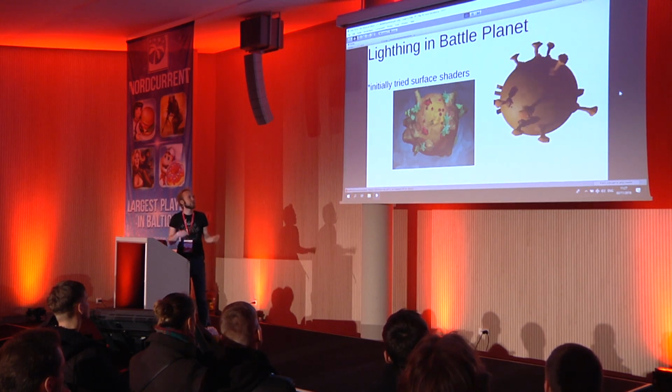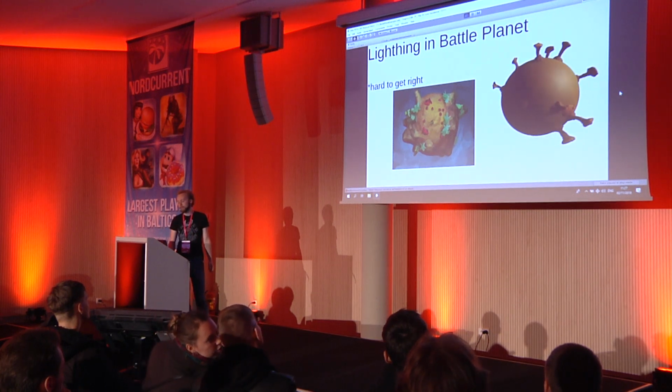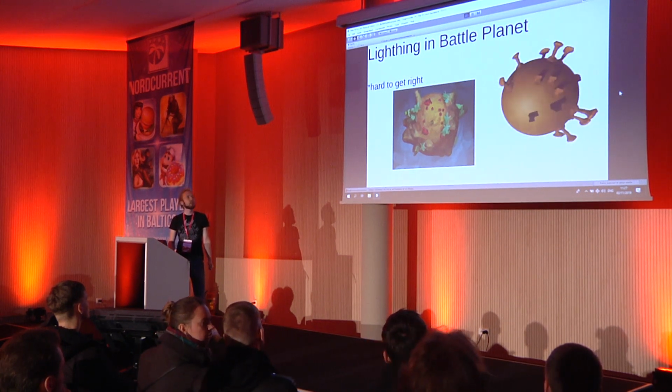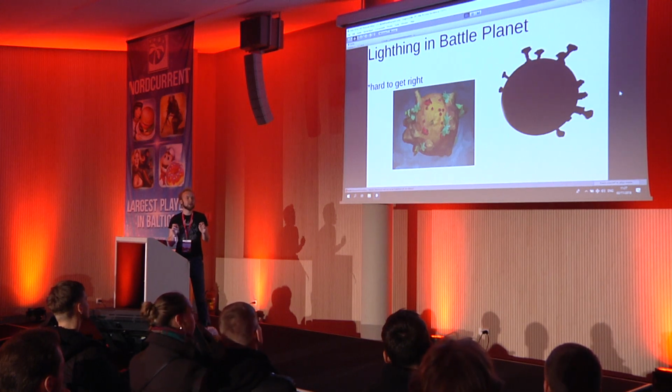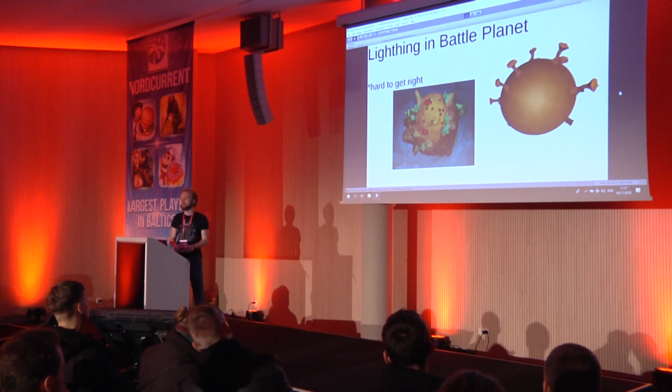But then we figured out, hey, shadows on a sphere like this look kind of weird. And in general, it was kind of hard to get it right. We thought nice realistic lighting, but we figured out nothing in our concepts has anything to do with realistic lighting. So we had to figure out our own solution.